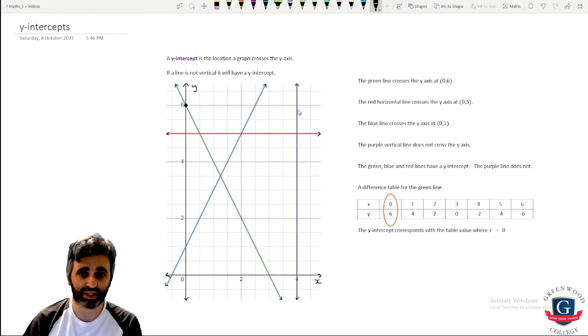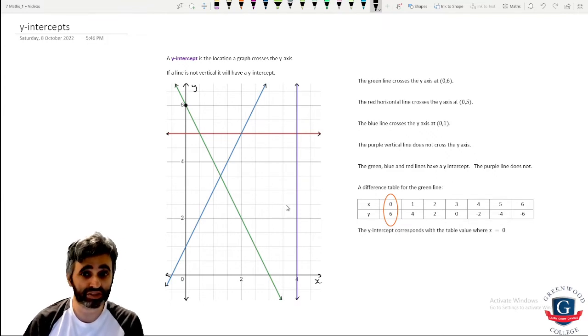And this purple line doesn't have a y-intercept because it never crosses the y-axis. So just to be clear, the red, blue and green lines have y-intercepts, but a vertical line does not.